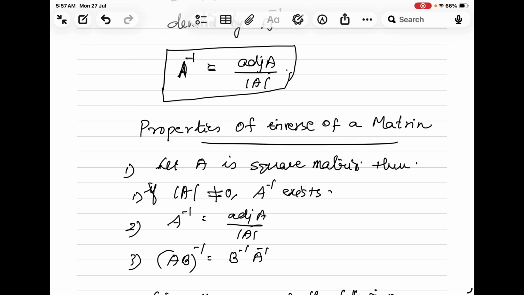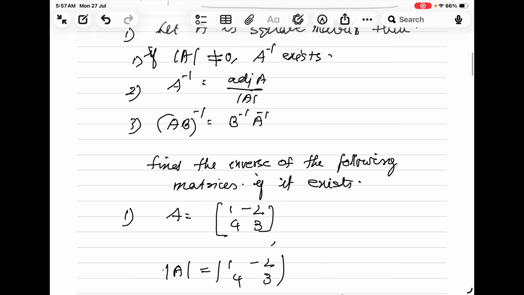Let A be a square matrix. If determinant A is not equal to 0, then A inverse exists. A inverse equals adjoint A by determinant A. And (AB) whole inverse equals B inverse into A inverse. These are some properties of the inverse of a matrix.